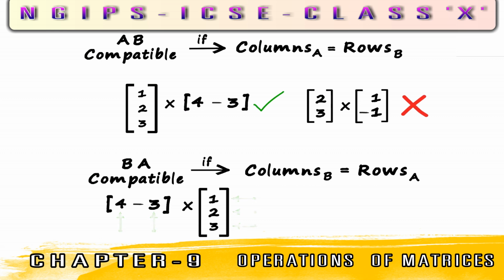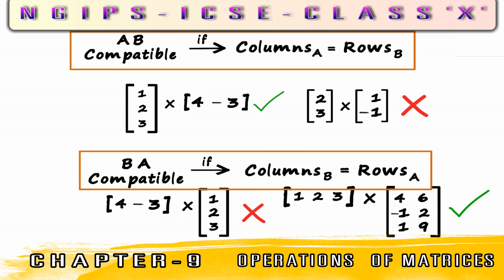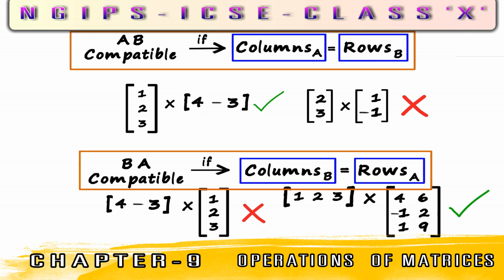2 columns and 3 rows. No, it is not possible. What about this one? 3 columns and 3 rows. Possible? Now you note this. It's easy to find out if 2 matrices are compatible for multiplication. The number of columns in the first matrix should be equal to the number of rows in the second. Only then is the multiplication possible.